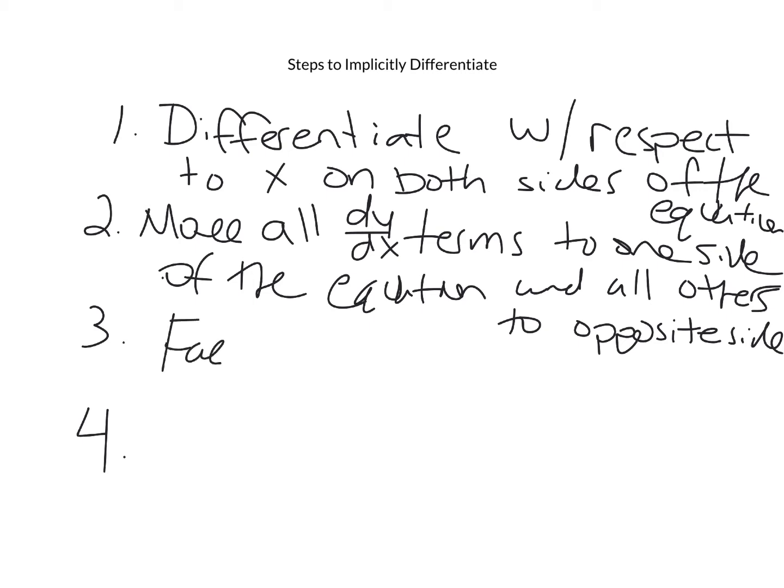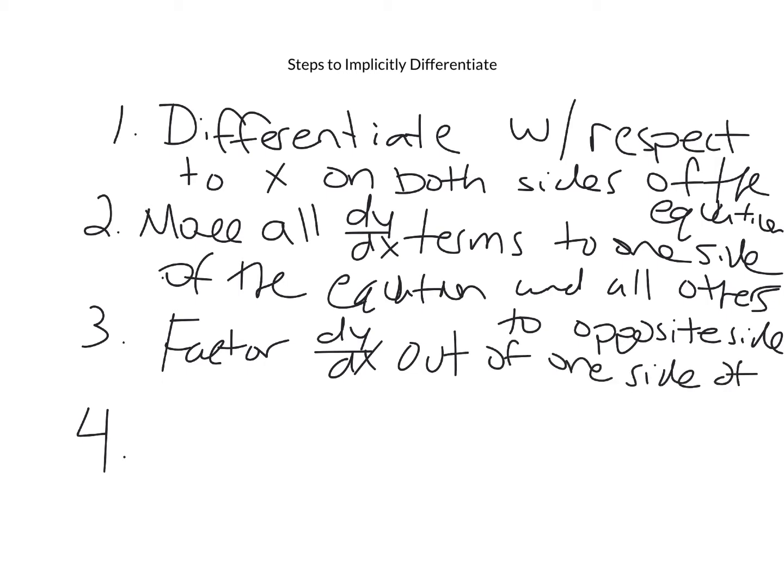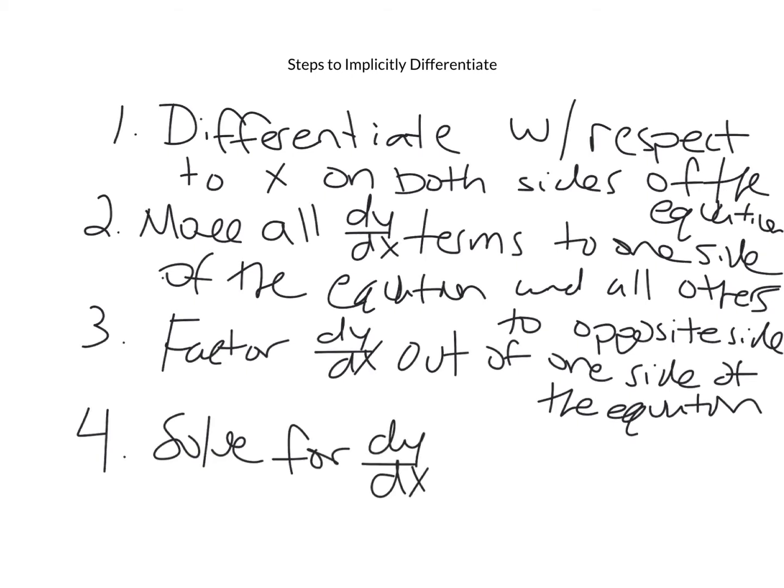Step 3. Factor. Don't be too scared about hearing factor. You're only going to be factoring dy dx out of one side of the equation. And then finally, last step, step 4, solve for dy dx. And those are your full 4 steps. We will do some examples together now.